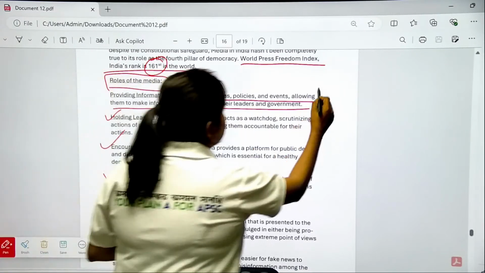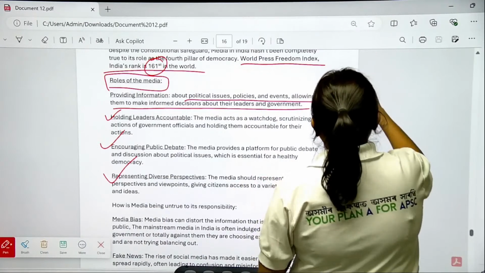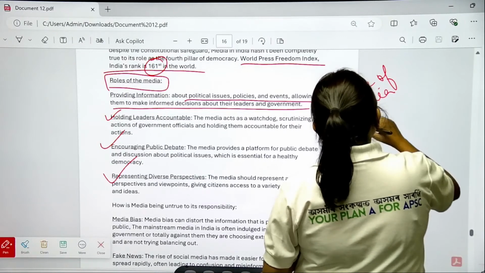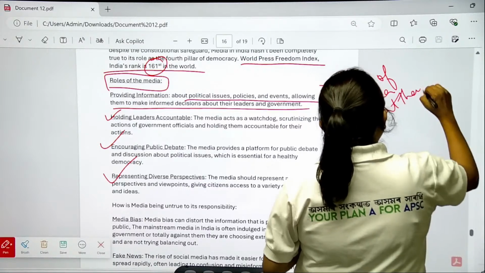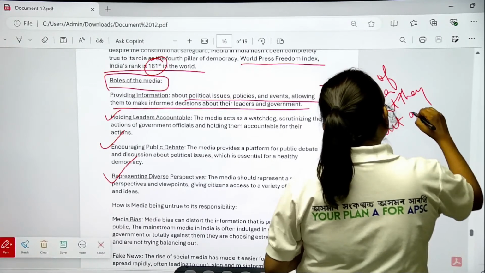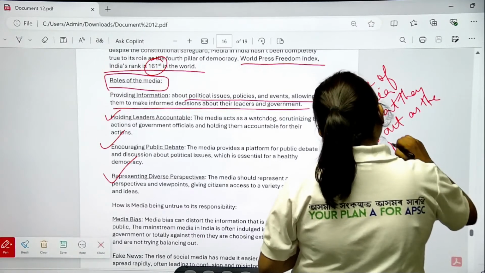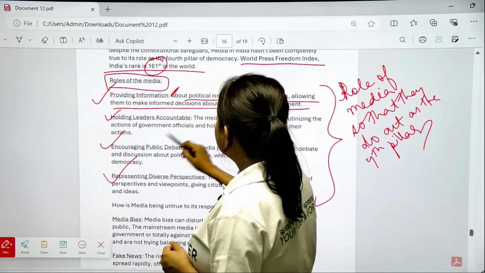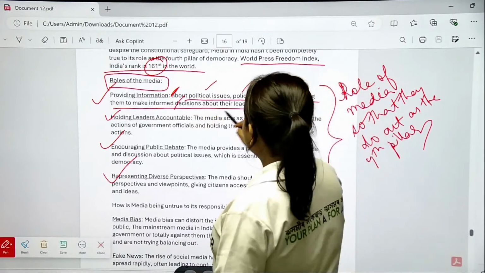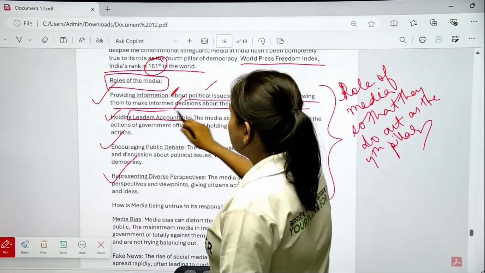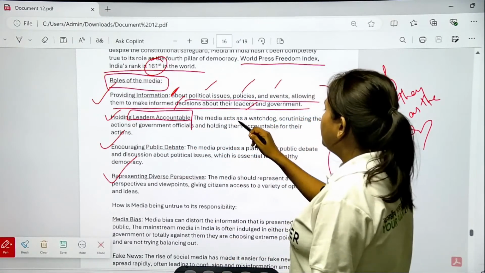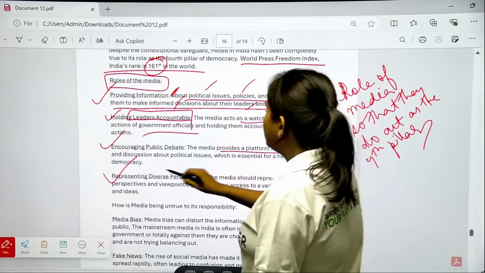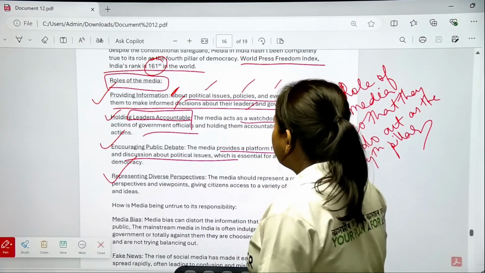So the media is the fourth pillar, and that is how it should work. What was the role of media? So that they act as the fourth pillar of democracy. Fourth pillar of democracy. Okay, what should the media have done? Give information about political issues, policy, events, about informed decisions about the leaders and government, holding leaders accountable. Media acts as a watchdog, scrutinizing the actions of government officials, encouraging public debate. The media provides a platform for public debate and discussion about political issues.